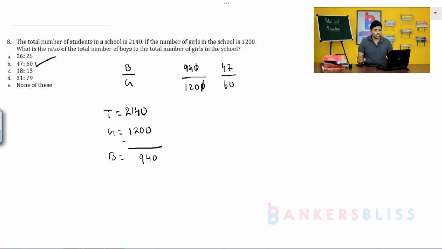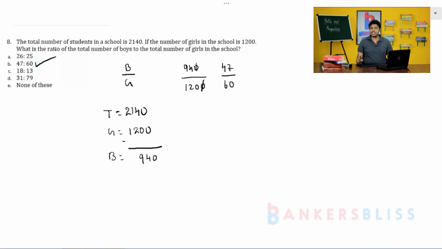I had calculated the number of boys. Next, boys to girls, 940 is to 1200. So if I simplify, I got 47 by 60. Therefore, the ratio is 47 is to 60. Very simple to calculate. See, these are the basic problems which help you to build a strong foundation. Based on these problems, you can solve the complex problems based on ratio.